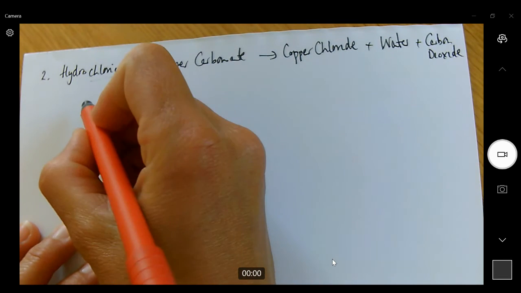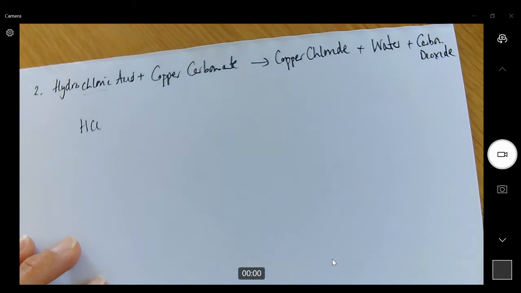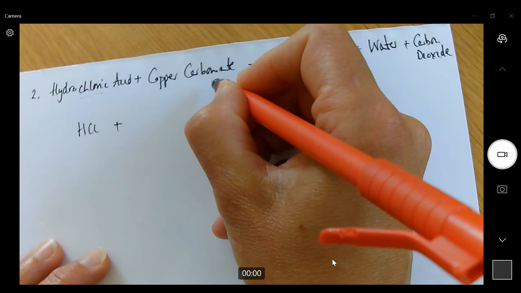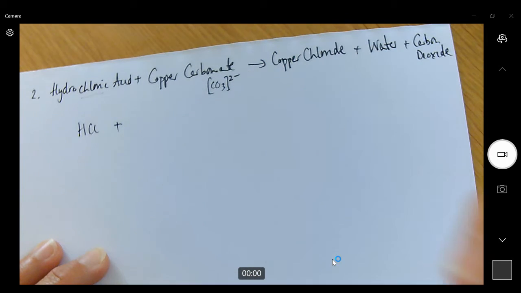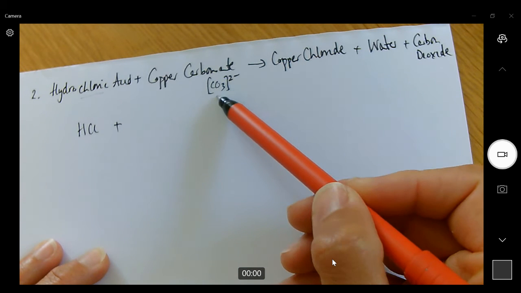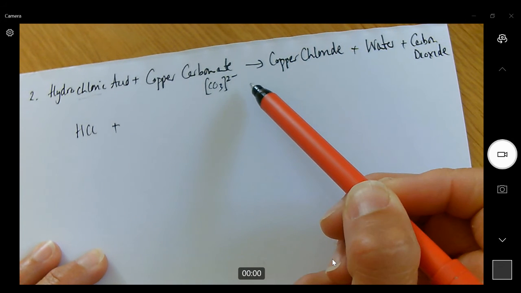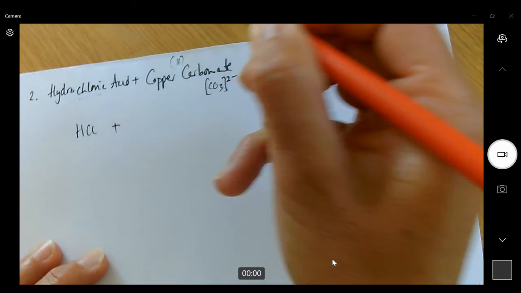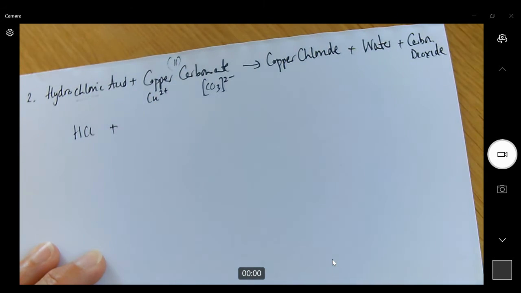Hydrochloric acid, one you should all know, HCl. Copper carbonate. A carbonate ion is CO3 2-. Again, this is one of these compound ions. It always travels as a group, and overall this carbon and 3 oxygens has a charge of -2. Copper, we're going to presume here it's copper 2, which is the most common one, Cu2+.